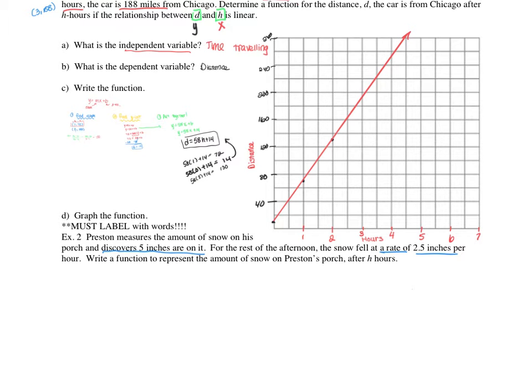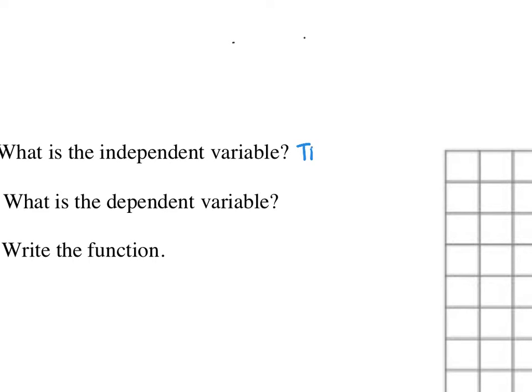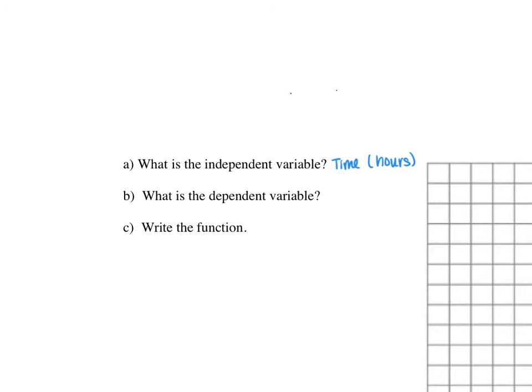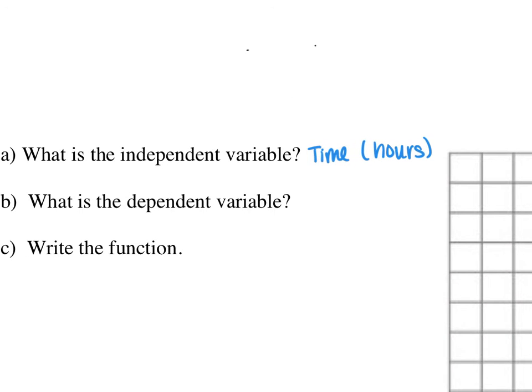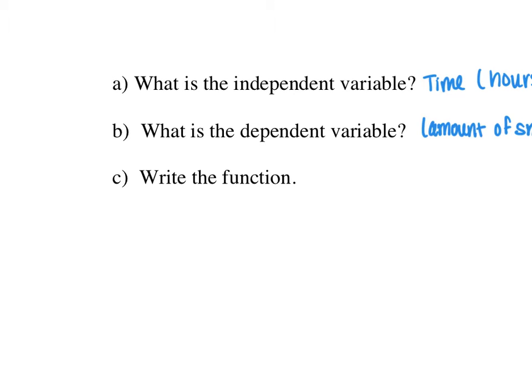Well, we're talking about the amount of snow. So again, the independent variable is always time. So time, and that's going to be in hours. The dependent variable, so we're talking about the amount of snow, so this will be the amount of snow. We actually find this is going to be an easier one to write.